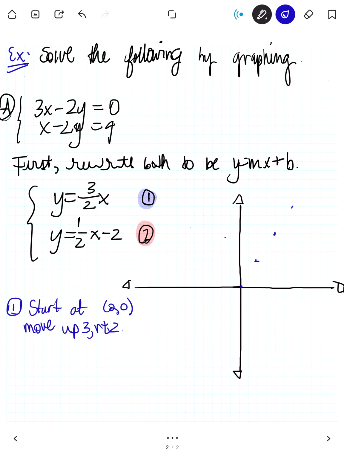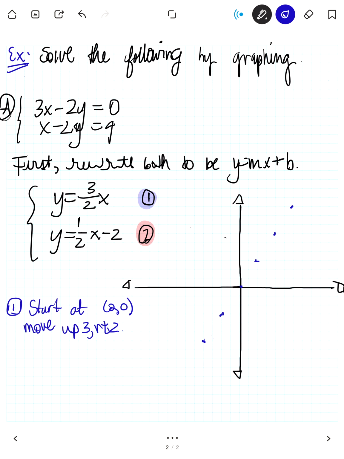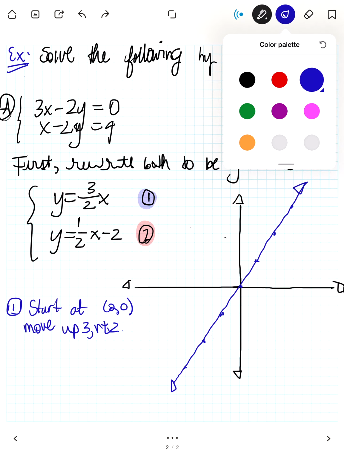Up 1, 2, 3, right 2. Okay. And you should also move what I always call the backwards direction, so down and left. So down 3, left 2, down 3, left 2, down 3, left 2. So I get this. This is my line. And this is the line y equals 3 halves x, which I'm not going to worry about writing. Usually I would write that, but for this it's not really a big deal.